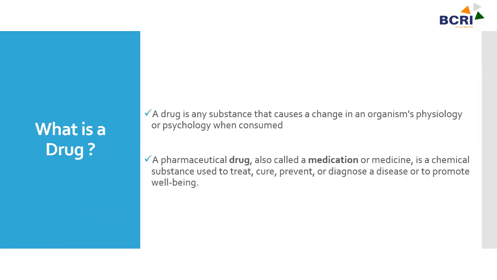So if anybody asks you what is a drug, then the first definition should go. You're not supposed to say the second one, because the question is about defining a drug rather than a medication or a pharmaceutical drug. A pharmaceutical drug will help you to treat a disease, to cure a disease, to prevent a disease. But a narcotic substance does not do that. Everybody got this distinction? Everybody understood this distinction?